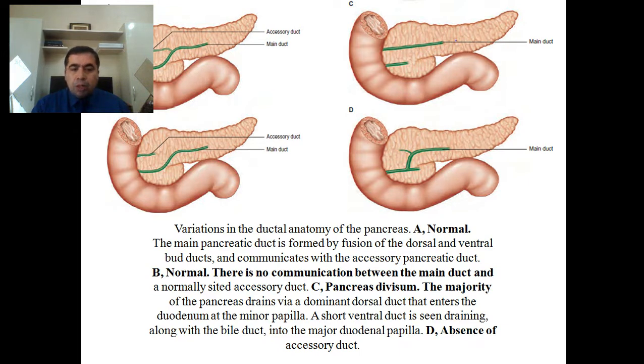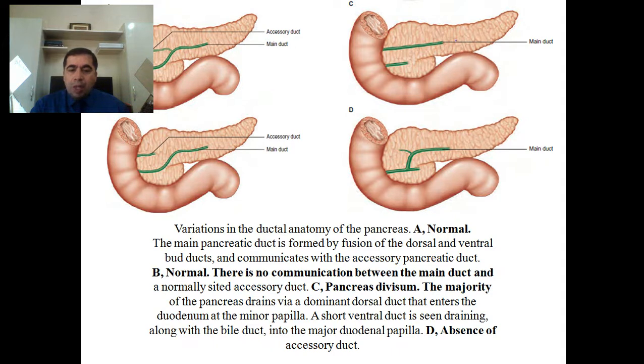It means the germs, and communicates with the accessory pancreatic duct. It's the variant of the A. B is also normal. There is no communication between the main duct and the normally sited accessory duct.